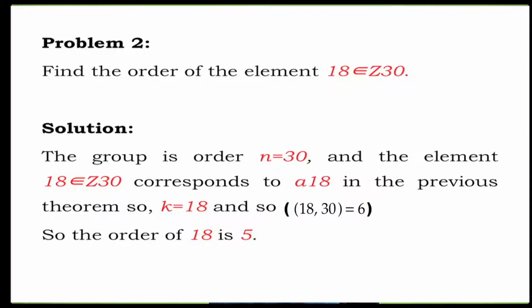Similarly, we will do problem number 2. Find the order of the element 18 belonging to Z30. So the group is of order n is equal to 30. The element 18 belonging to Z30 corresponds to a power 18 in the previous theorem. So k is equal to 18 and the GCD of 18 comma 30 is 6. So 30 divided by 6 is 5. The order of 18 is 5.